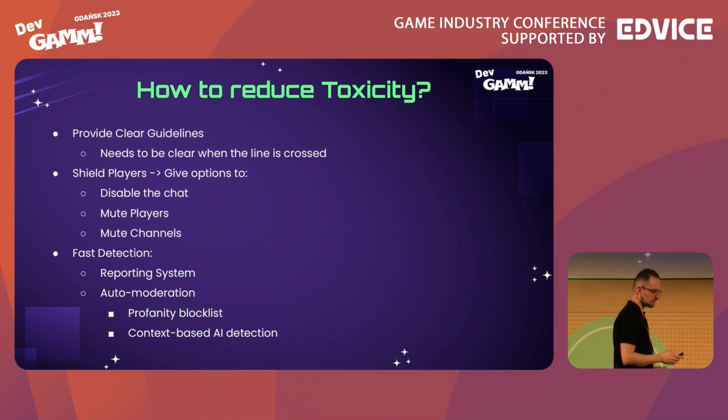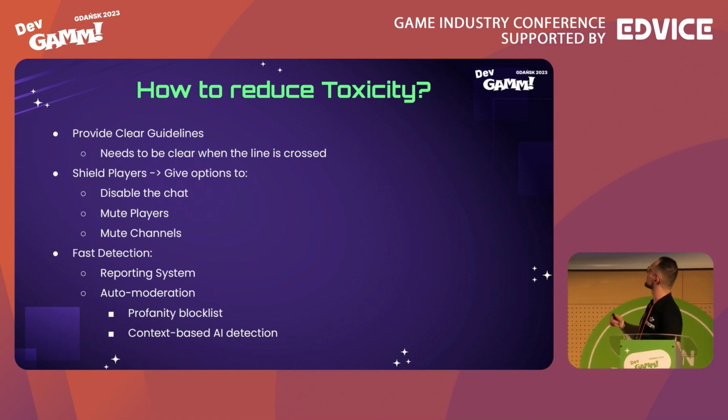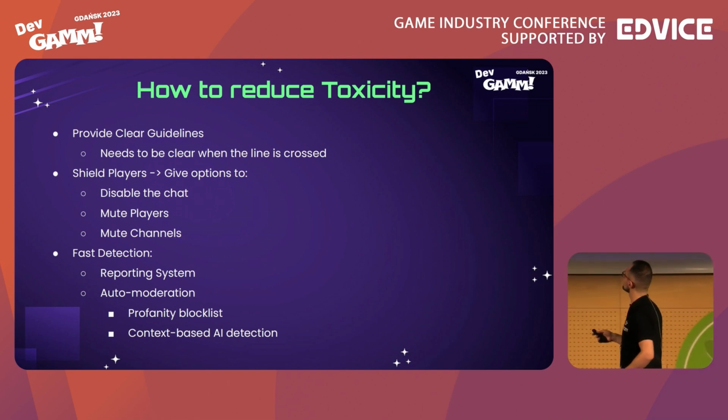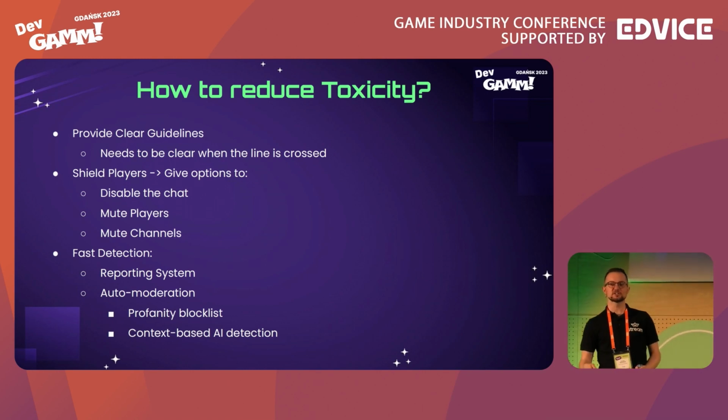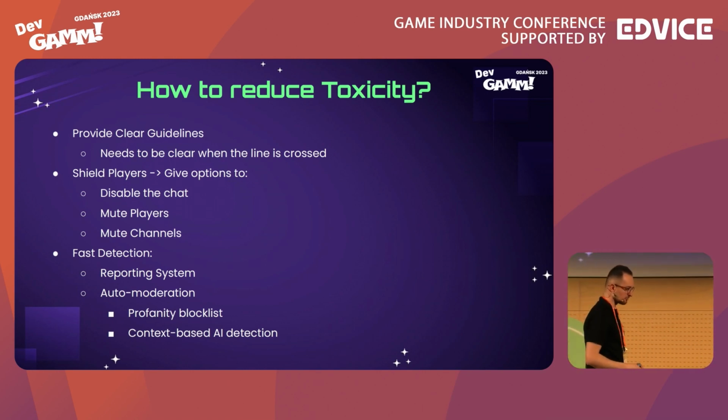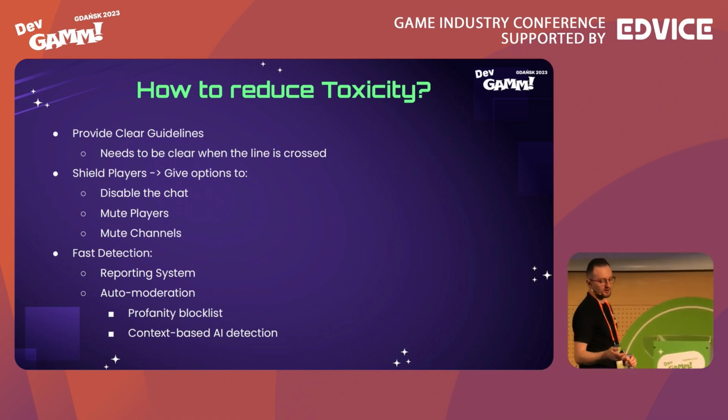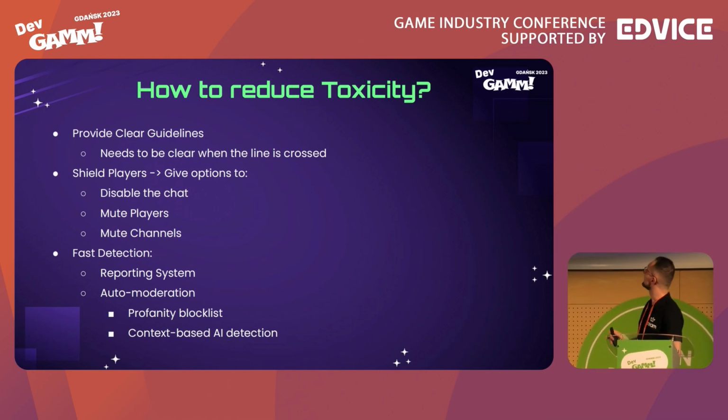It's critical to allow players to shield themselves from toxic behavior. So you need to have systems, players need to be allowed to disable the chat, to mute other players, to mute channels. They need to be able to immediately stop whatever the other person is doing whenever they feel uncomfortable, okay? This is very important.